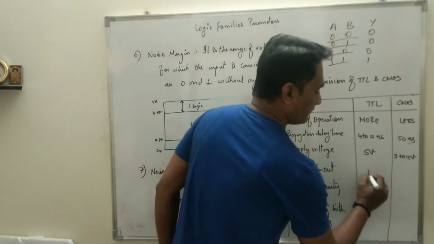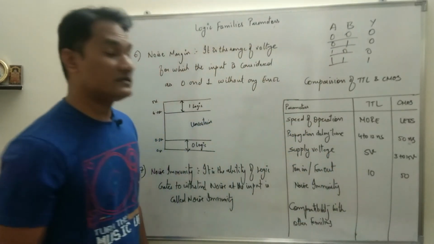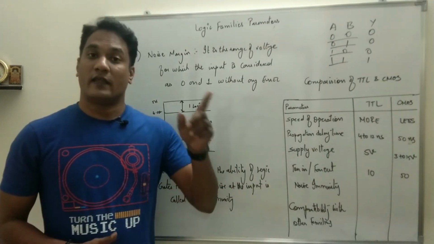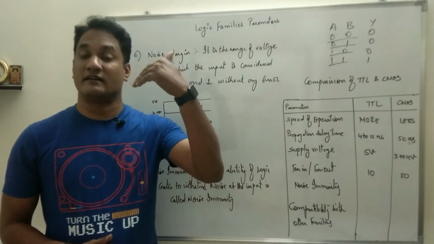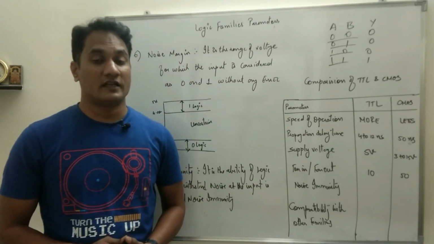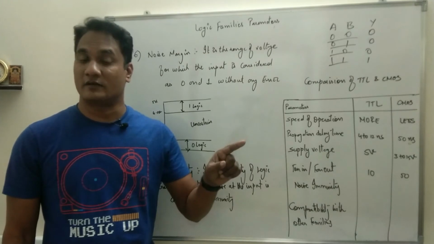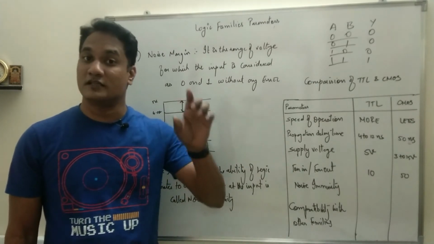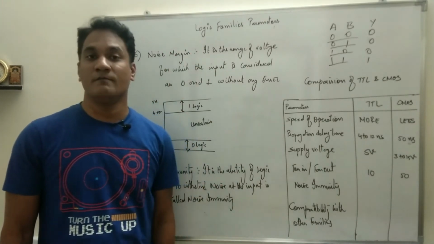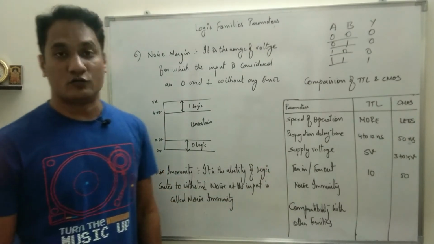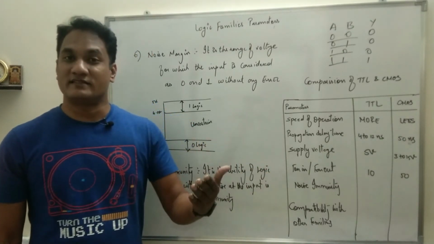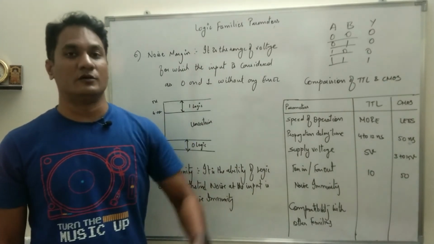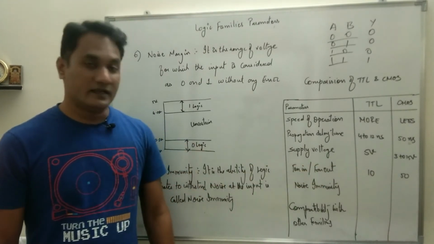Fan in, fan out: 10, and here 50. That means what is fan in, fan out? The number of gate inputs which can be connected to the output of one single gate, or the output of one single gate which can drive a number of gate inputs. So that is fan in and fan out. In case of TTL it is 10. That means only 10 gate inputs can be connected to the output of one single gate. But in case of CMOS it is 50. That means 50 gate inputs can be connected to the output of one single gate. So of course, design wise, CMOS becomes much easier as compared to TTL, because in TTL a larger number of gates will be required because of the fan in and fan out.